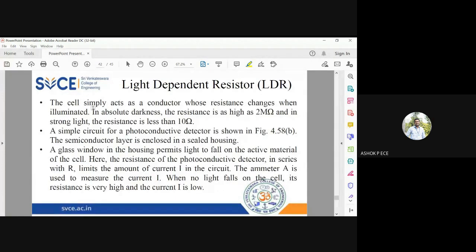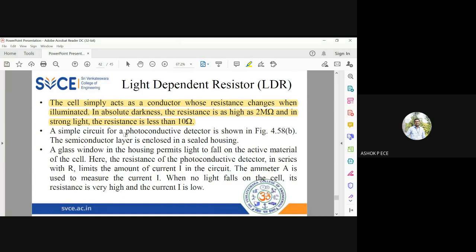So this is going to simply act like a conductor whose resistance changes when you illuminate it with visible light. In absolute darkness, you can see the resistance value is very high, as much as 2 mega ohm, and in strong light, the resistance is as low as 10 ohms. So 2 mega ohm in darkness, I can consider to be an open circuit. When I illuminate the device with light, the resistance is 10 ohms. 10 ohms means I can call it a short circuit.